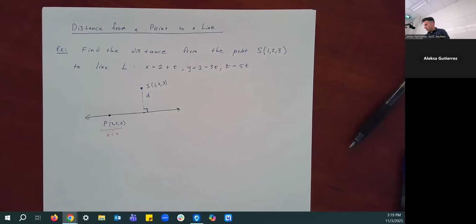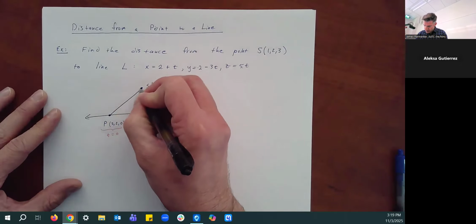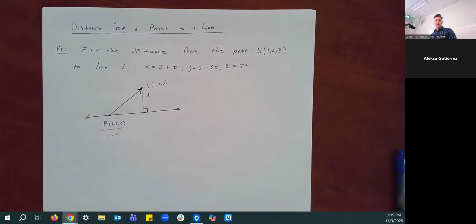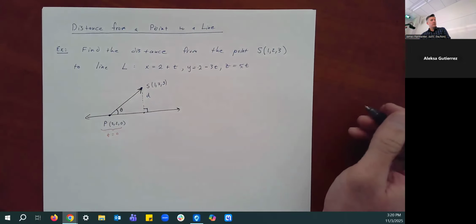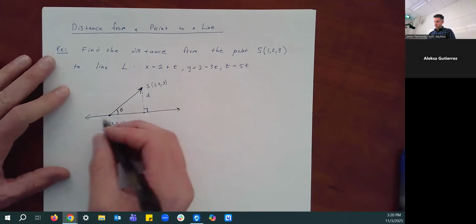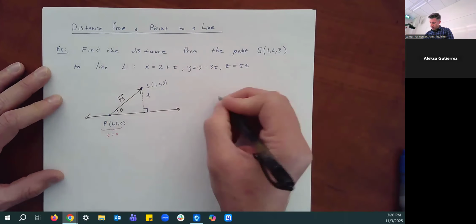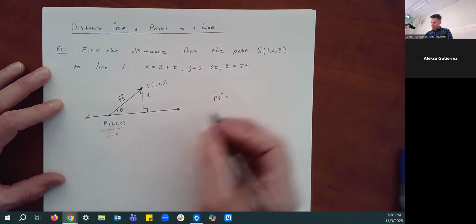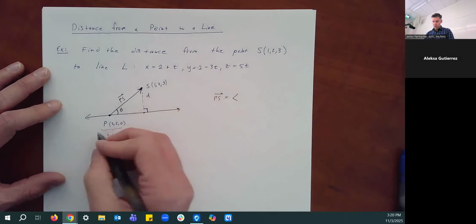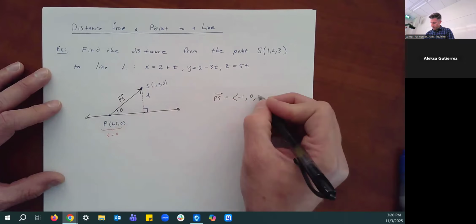So what we're going to do is draw the vector from P to S, and we're going to draw this angle. So let's call this vector here PS. And in this problem, the vector PS is the S coordinates minus the P coordinates. So it's going to be 1 minus 2, 2 minus 2, and 3 minus 0.